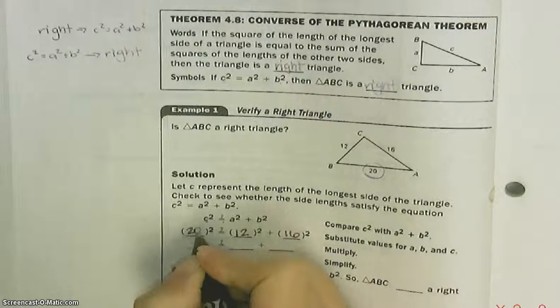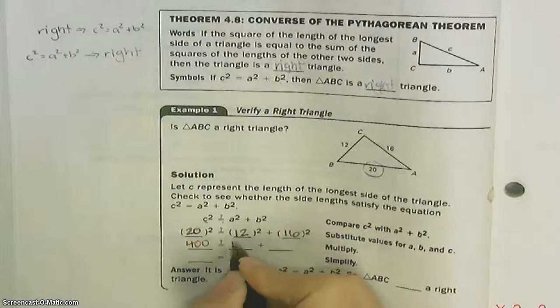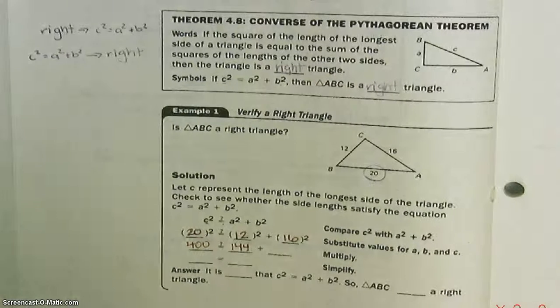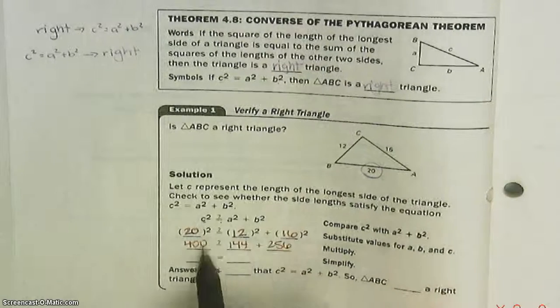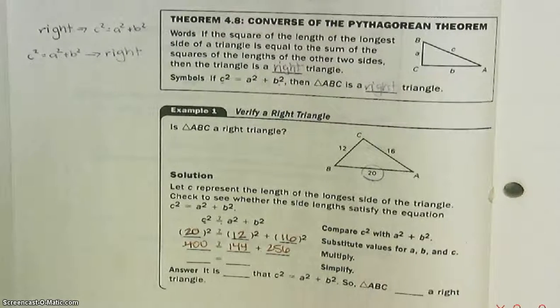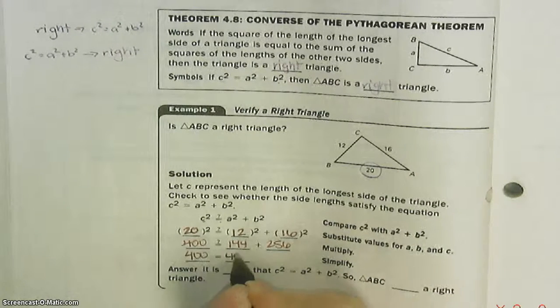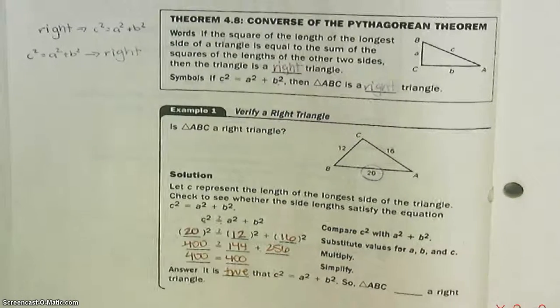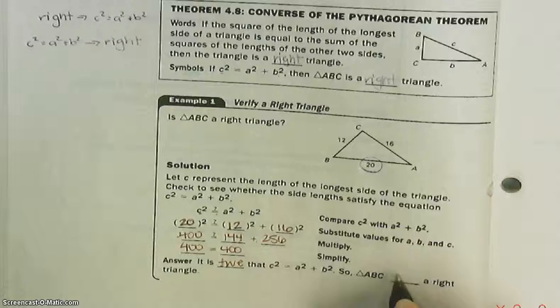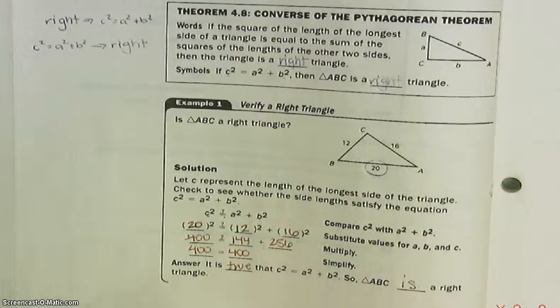So we're going to calculate. All right, so 20 squared is 400. 12 squared is 144, and 16 squared is 256. Now, are these equal? Is 400 equal to 144 plus 256? Yes, it is. 400 is equal to 400. So it's true. C squared does equal a squared plus b squared. So that means this is a right triangle. Now, if this didn't work, it would not be a right triangle. It would be obtuse, or it would be acute.